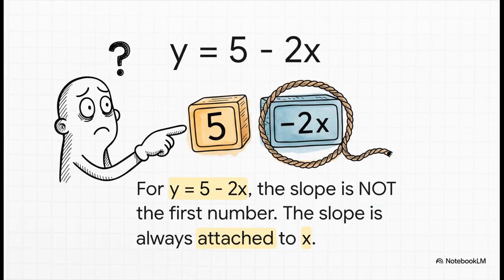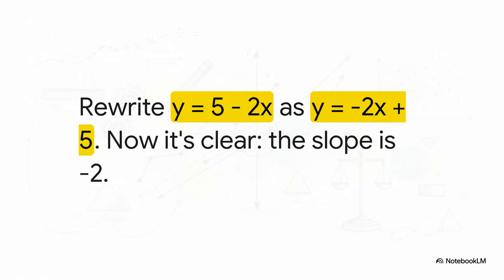The second trap is all about order. Take a look at this. Y equals 5 minus 2x. Now, it is so tempting to just look at it and say the slope is 5 because it's the first number you see. But you have to remember the rule. The slope is always the number attached to the x. The absolute best thing you can do here is just rewrite it first. Get it back into that familiar y equals mx plus b format. So y equals 5 minus 2x, we just swap it around to become y equals negative 2x plus 5. And boom, now it's crystal clear. The slope, m, is negative 2, and the y-intercept, b, is 5.